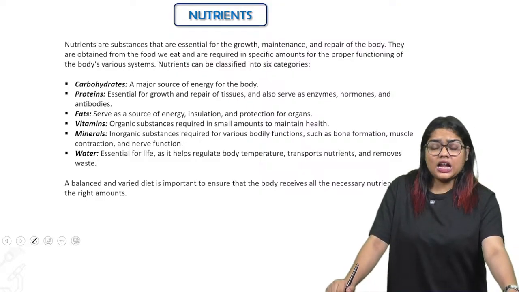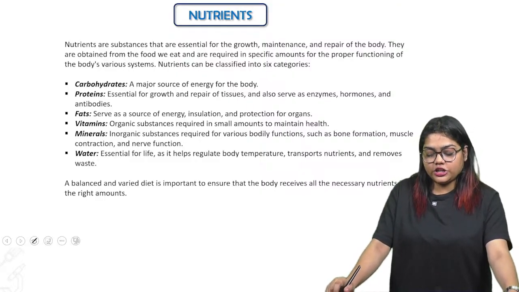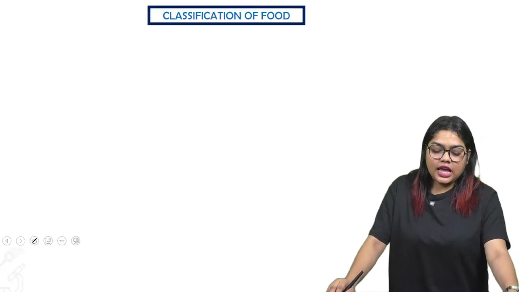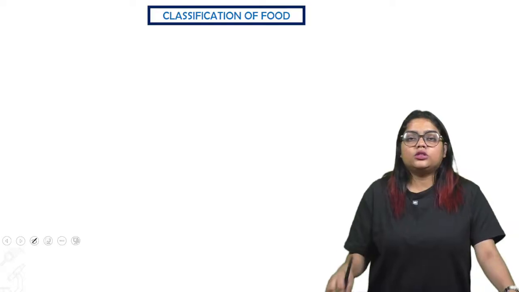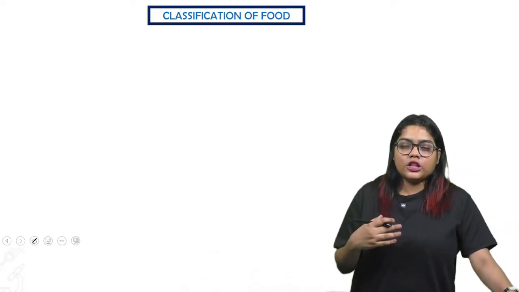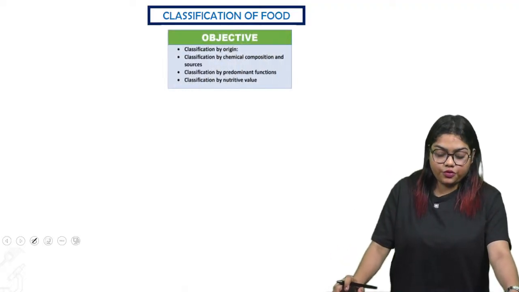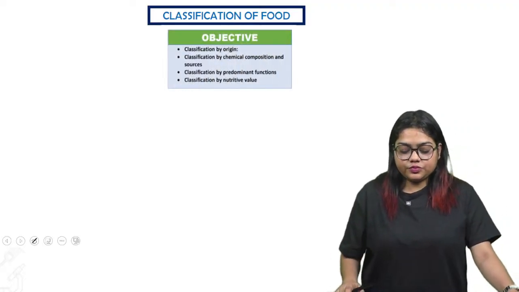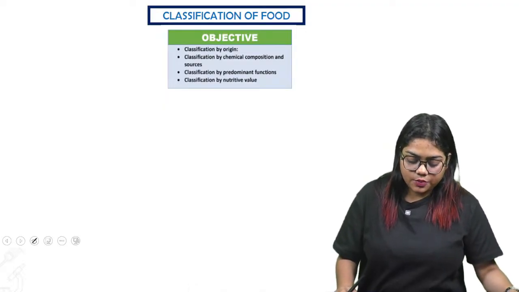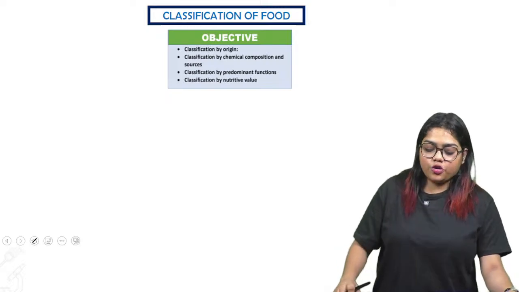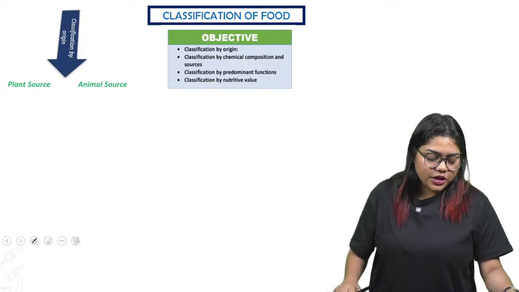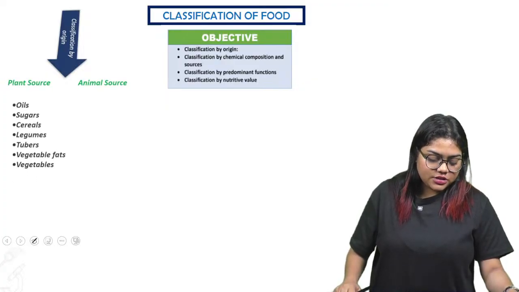A balanced and varied diet is very important to ensure the body receives all necessary nutrients in the right amounts. Now, which types of food should we take to maintain all the nutrients? Before knowing that, we have to know about the classification of food. Based on objectives, foods are classified by origin, chemical composition and sources, predominant function, and nutritive value. Classification by origin is plant source and animal source.